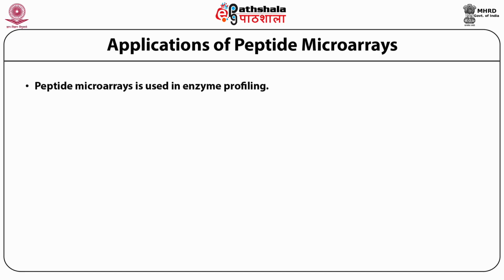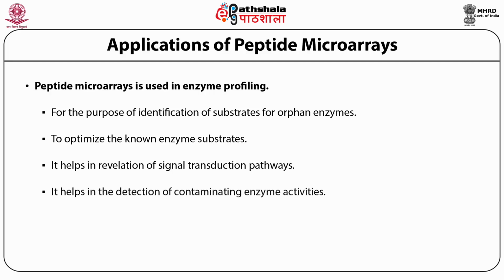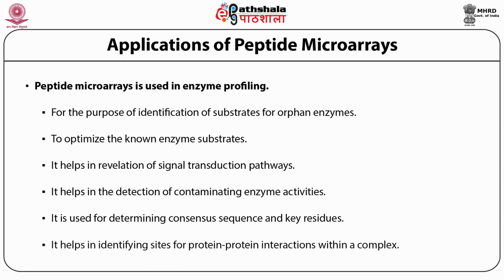Peptide microarray is used in enzyme profiling for the purpose of identification of substrates for orphan enzymes and to optimize the known enzyme substrates. It helps in revelation of signal transduction pathways. It helps in the detection of contaminating enzyme activities. It is used for determining consensus sequence and key residues. It helps in identifying sites for protein-protein interaction within a complex.